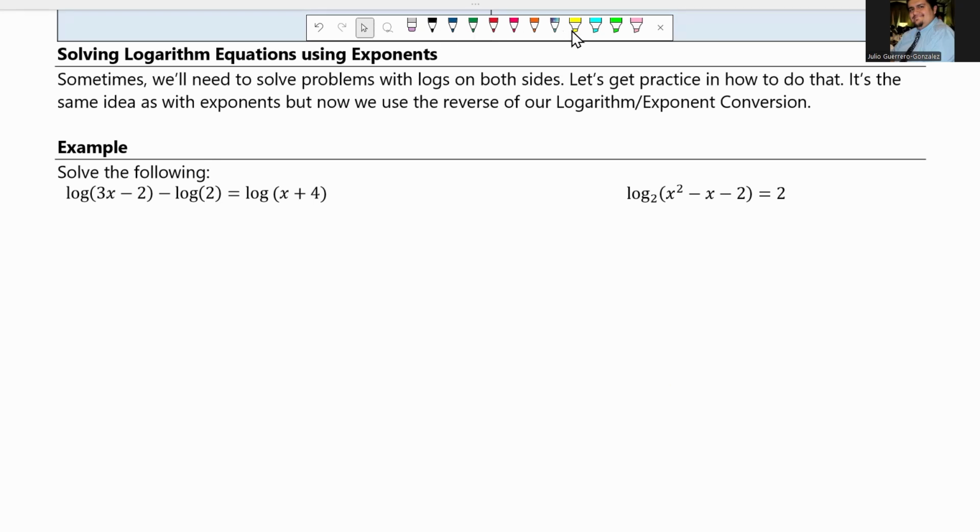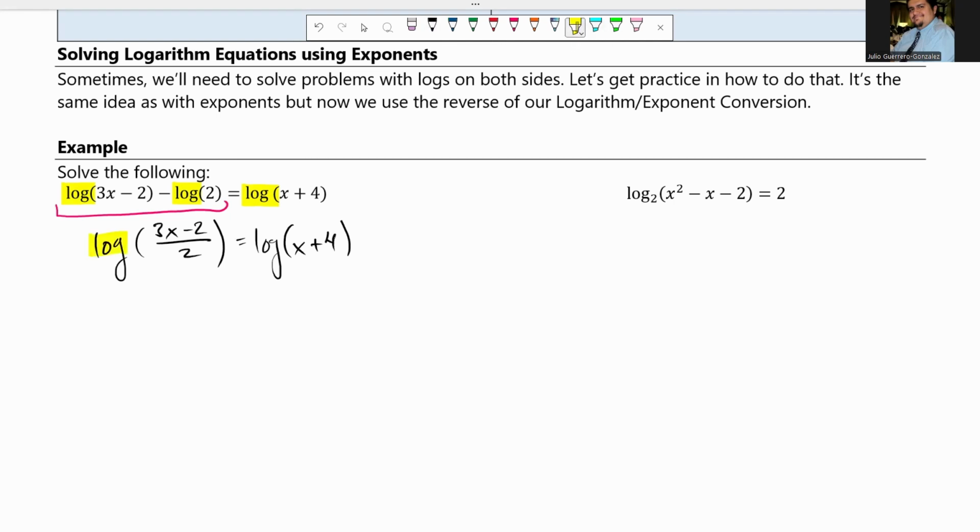Let me start with the left-hand side first. You guys see how all the logs are the same. So I'm going to go ahead and combine these two. If you remember, if you have two logarithms that are separated by a negative, I can do this. Log of 3x minus 2 over 2 has got to be equal to log of x plus 4.